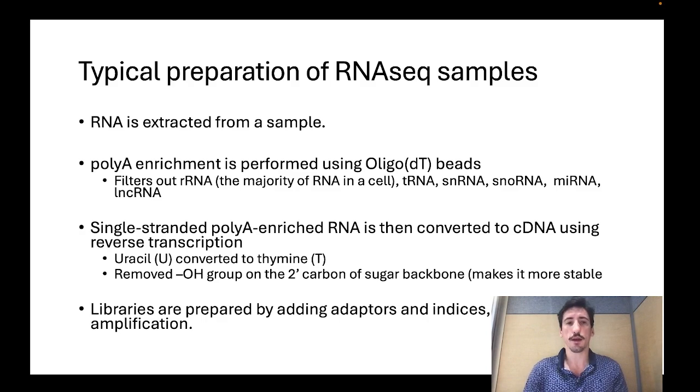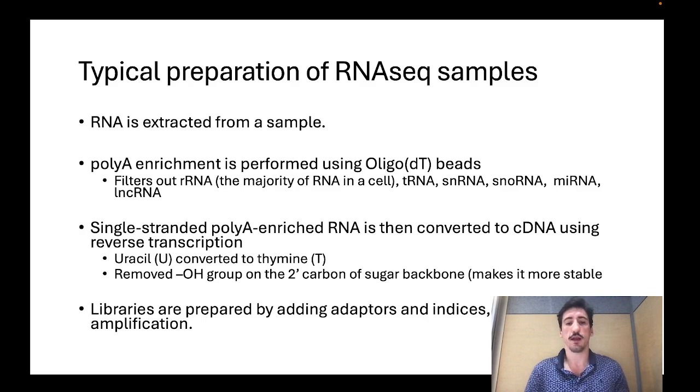And so next, once we've enriched for these poly-A RNA molecules, we then want to convert these single-stranded RNA molecules to cDNA using reverse transcription. And the reason why we're doing this is that sequencers are built to use AGCT, and RNA has uracil in it, so that just makes it difficult to work with the technology. So we have to convert to cDNA for that. Also, RNA is very unstable, and so through this process, we actually remove the hydroxyl group from the 2' carbon of the sugar backbone, and this makes it more stable.